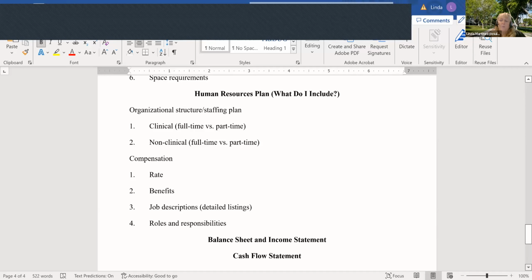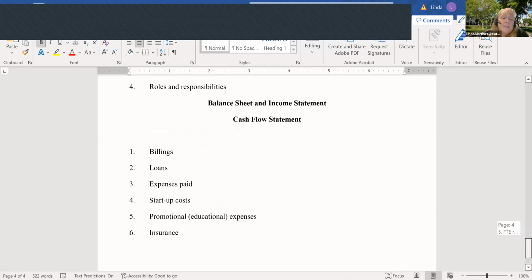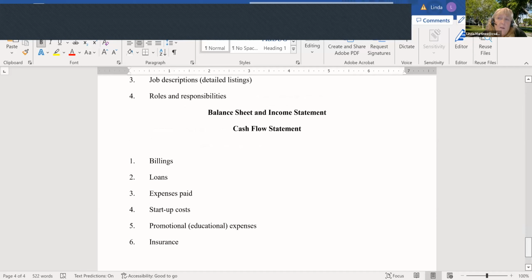And then the final part of it is the balance sheet, an income statement, and a cash flow statement. Now, these have to actually look like statements beyond the charts, like an actual statement. Now, clearly, you're not going to know how much money you're going to bill. You're not going to know how much in loans you're going to take out or expenses paid, but you will have a good estimate. And you can get those estimates by going online.